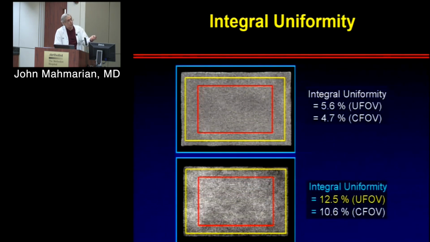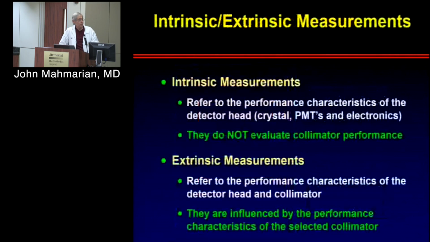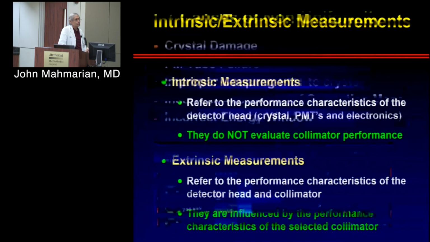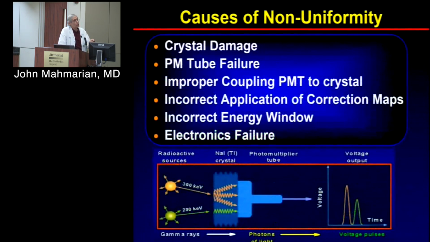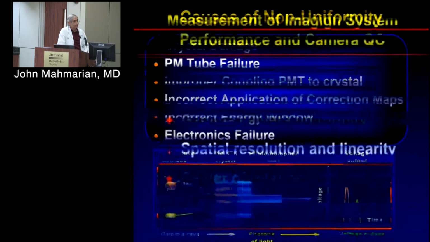So every day we do uniformity correction on the gamma cameras to ensure that we have uniformity so we can get good pictures. And like I said, we can do intrinsic measurements, which don't involve the collimator, as well as extrinsic, which involve the collimator and the crystal. Causes of non-uniformity can be many, and of course these all have to be considered when you're taking your images and doing your daily floods.